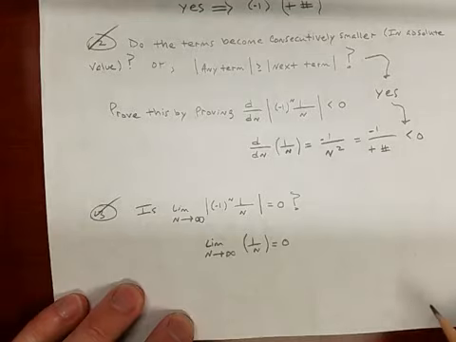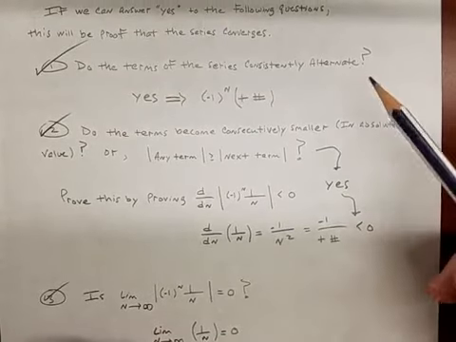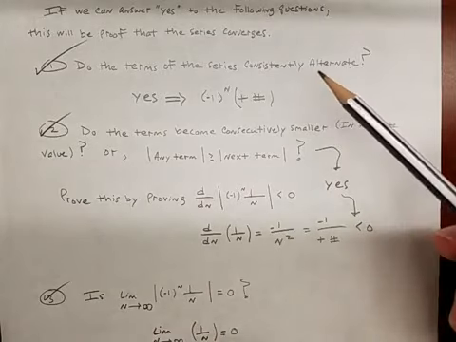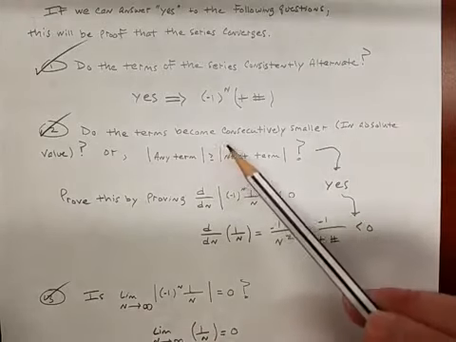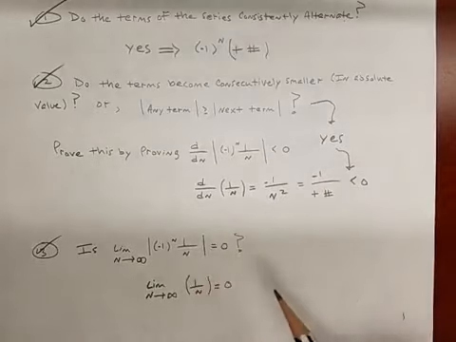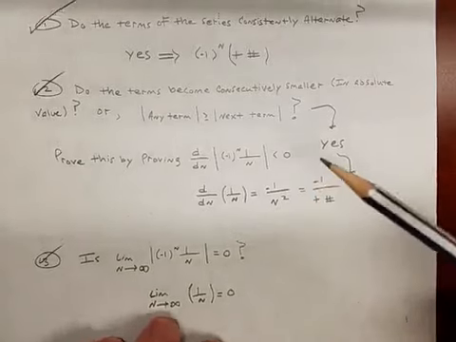So check. Okay, so yes, it passed all 3 parts of the test. If we just put all the math aside, you can say, yes, the terms consistently alternate, they become consecutively smaller, and they go to 0. If an alternating series does those 3 things, it converges.